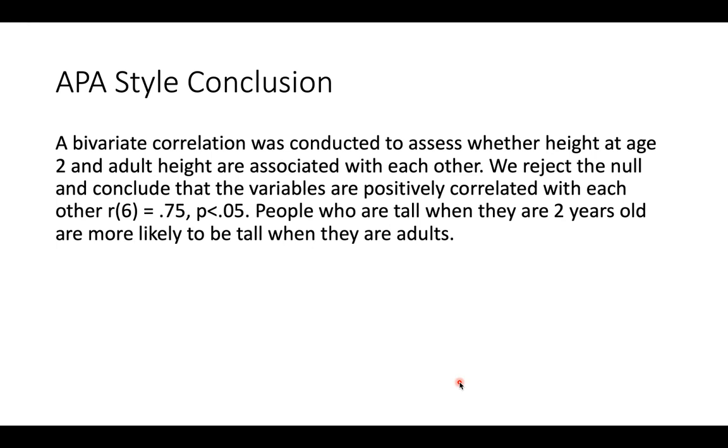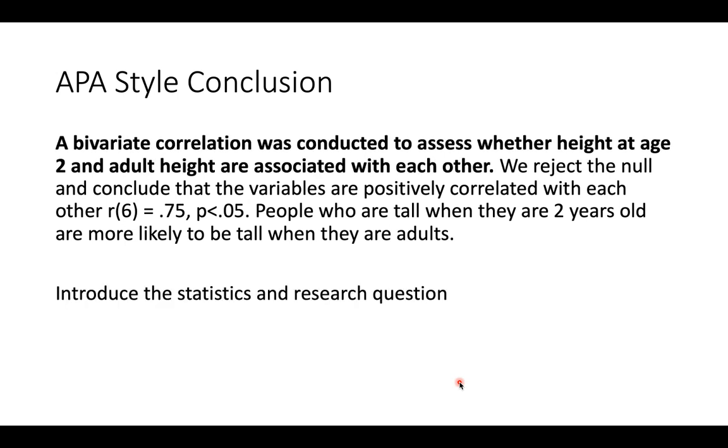A bivariate correlation was conducted to assess whether height at age 2 and adult height are associated with each other. We reject the null and conclude the variables are positively correlated with each other. R, degrees of freedom of 6, that's our n-1, equals our observed R value of 0.75. P is less than our alpha of 0.05. People who are tall when they are 2 years old are more likely to be tall when they are adults, right? Some take-home message.